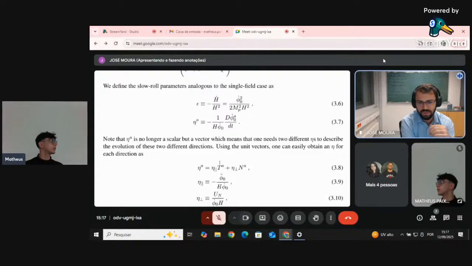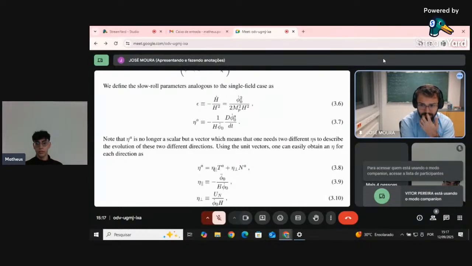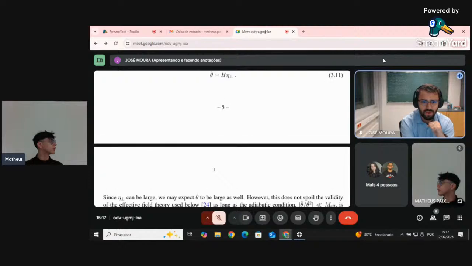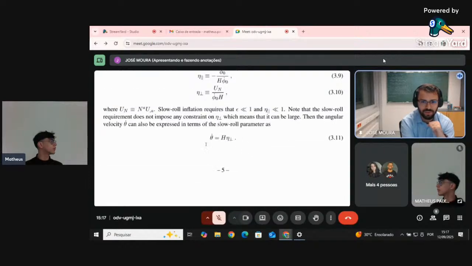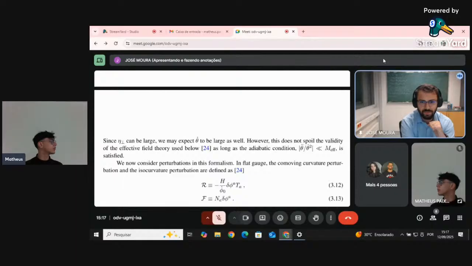So as usual, the eta parallel is the one that has to be very small because it's the one that detects the slow roll. But the normal one doesn't have to be small at all. You don't have any bounds on it. The only bound you can find is from the adiabatic condition, so this is the adiabatic evolution, the angular velocity of the field, of the inflation, right?